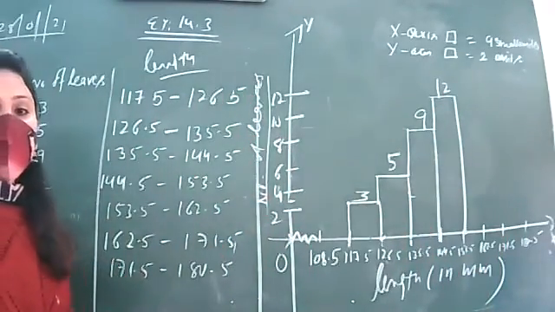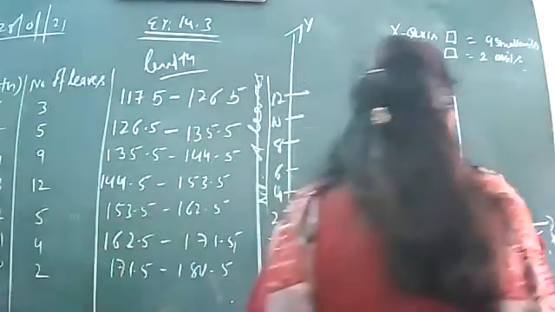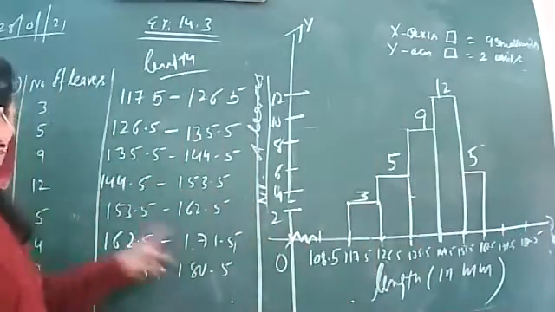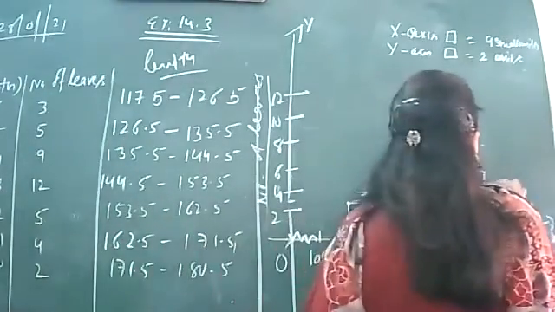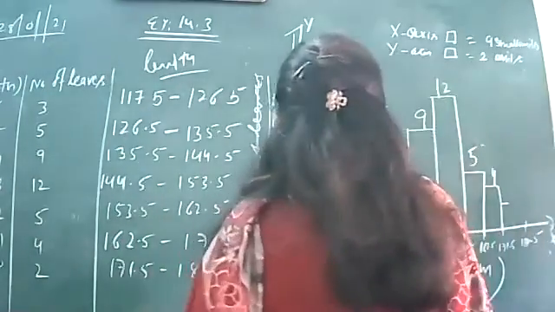Then next interval 153.5 to 162.5, this is again 5. Then 162.5 to 175.5, this is 4. And then it is how much? 2.